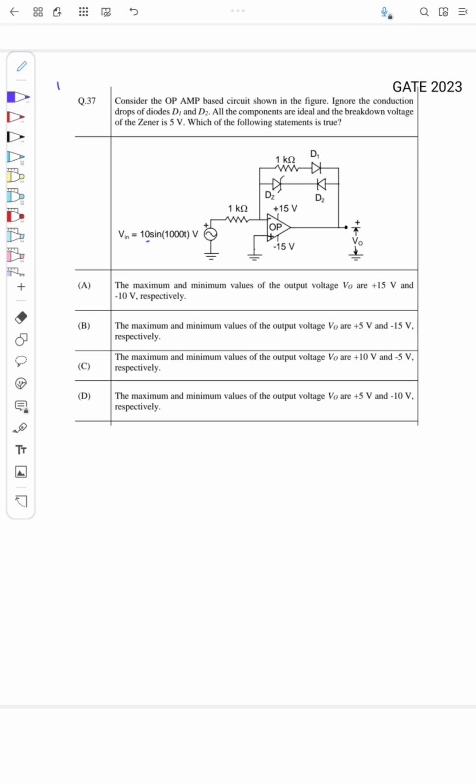Yeah, so this is another question from GATE 2023. The question is, consider the op-amp based circuit shown in the figure. Ignore the conduction drop across diode D1 and D2. All the components are ideal and the breakdown voltage of the Zener is 5 volt. Which of the following statements is true?